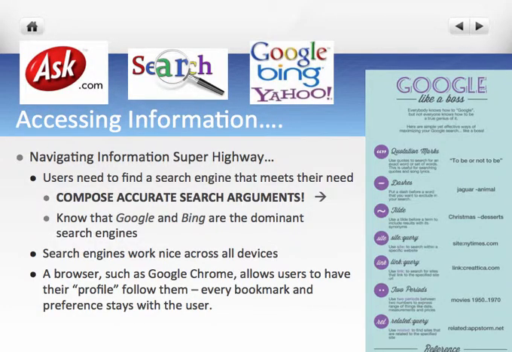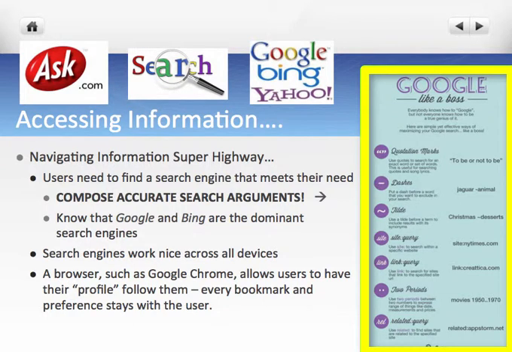As far as accessing and navigating information, we know thousands of pages are added daily to the internet. Users, first of all, need to find a search engine that works for them, and they need to know how to compose an accurate search argument. If you look at the image on the right side, "Google like a boss," you can see a few things that would help within a search, that can help the kids find the information they're looking for and drill down.